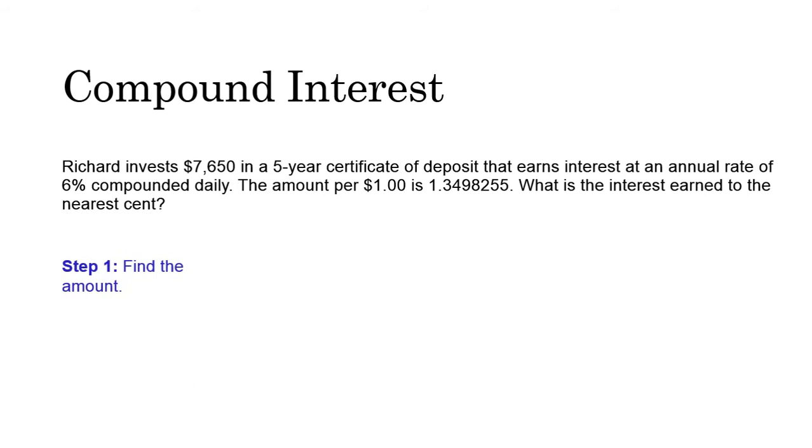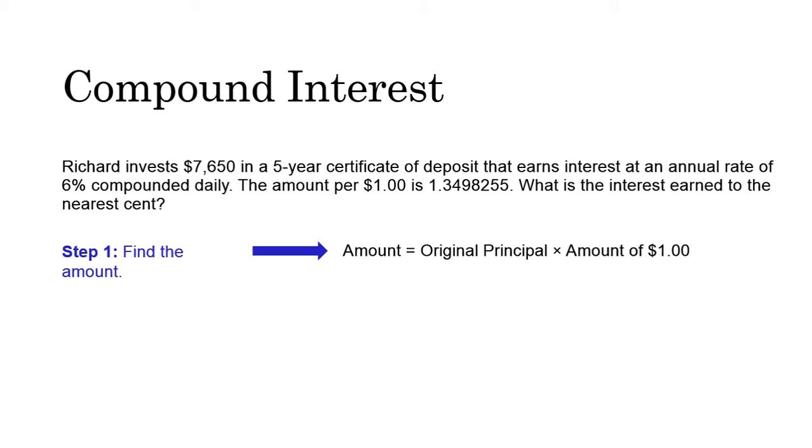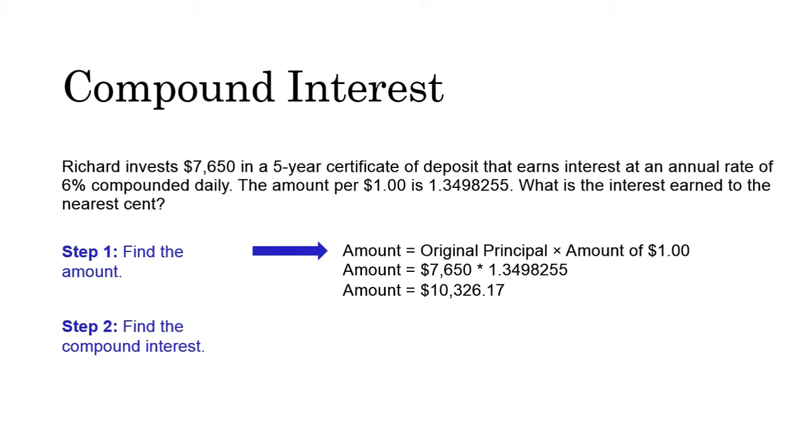All right. So first step, let's find the amount. It's simply just getting the original principal times the amount of $1. So that's really $7,650 because that's how much Richard invested at the beginning. Multiply that by 1.3498255 and you get $10,326.17. So at the end of 5 years, Richard will have an amount of $10,326.17.